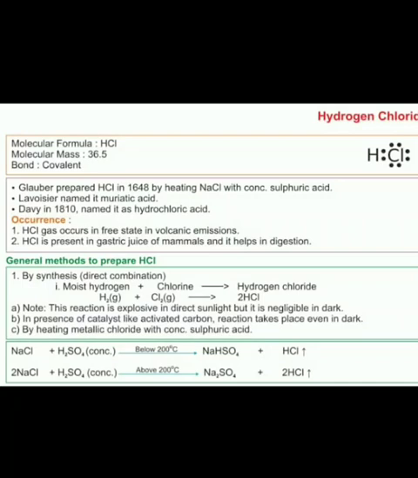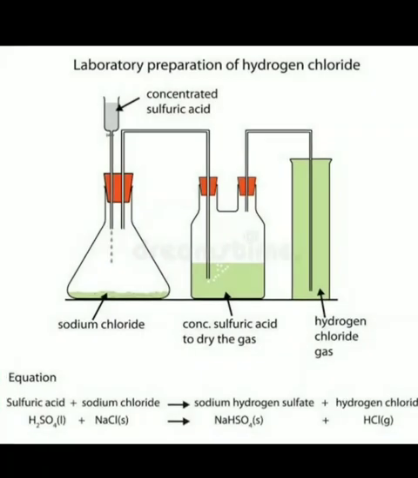Now we discuss the laboratory preparation of hydrogen chloride gas. See here, this is the figure, the apparatus we are using to prepare hydrogen chloride gas in the laboratory. And what are the reactants we have taken? Sodium chloride plus concentrated sulfuric acid. First we take the flask which is fitted with a stopper cork, that means it has two holes.